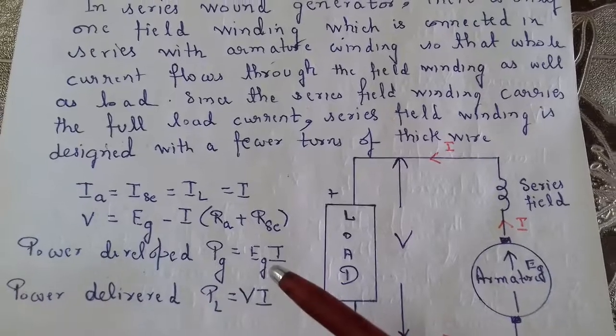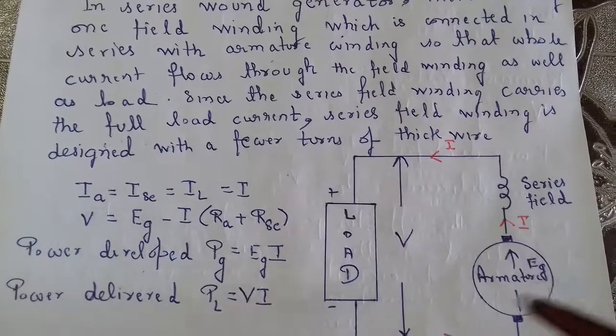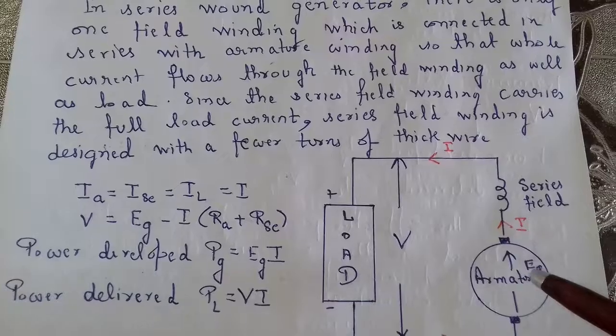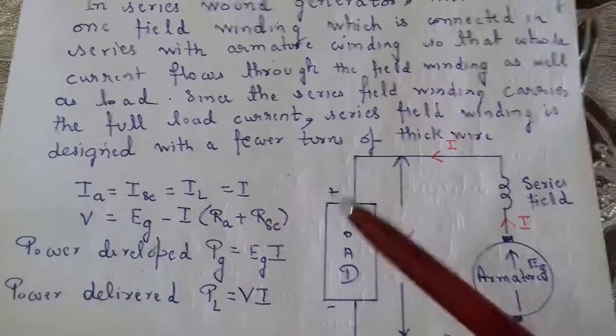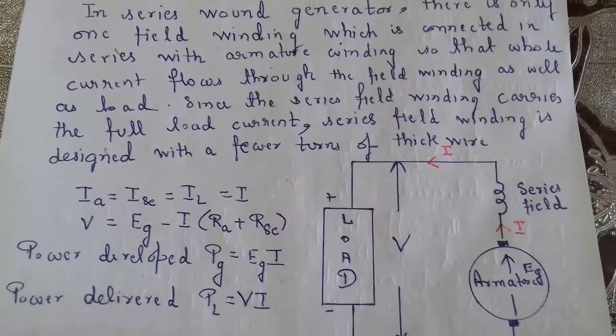Power developed in the armature will be Eg into I, and power delivered to the load will be equal to V into I.